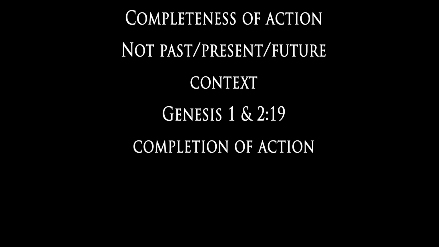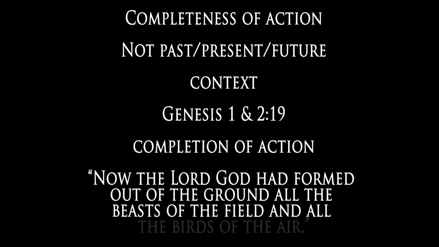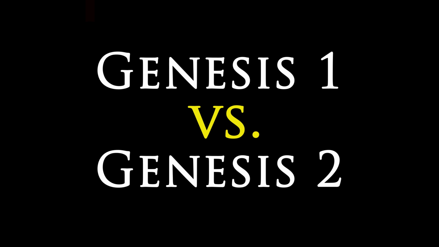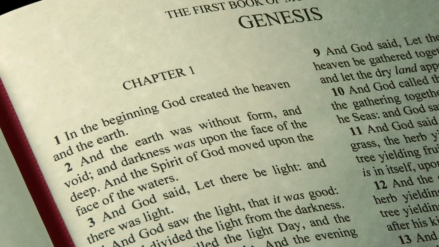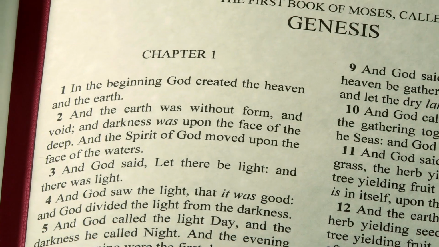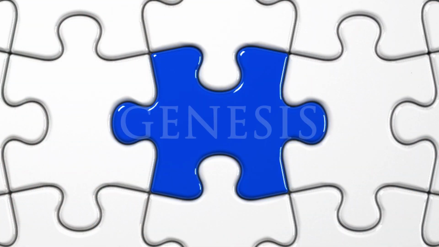Thus, in context with Genesis 1 and Genesis 2:19, which uses a verb that denotes completion of actions, can be translated as now the Lord God had formed out of the ground all the beasts of the field and all the birds of the air. Given this, the apparent disagreement with Genesis 1 disappears completely. The extra details in the Genesis 2 account demonstrate several things. First, the account affirms Genesis 1 in every way, without contradiction. Second, we find that Genesis 1 and 2 are complementary rather than contradictory.